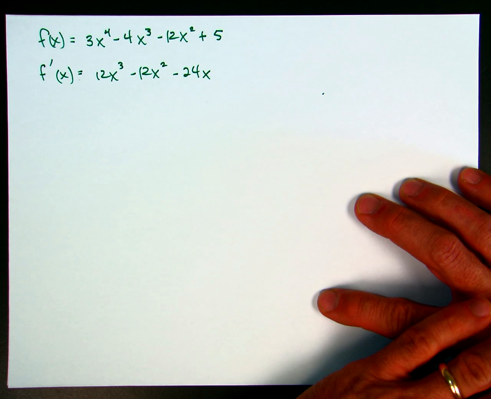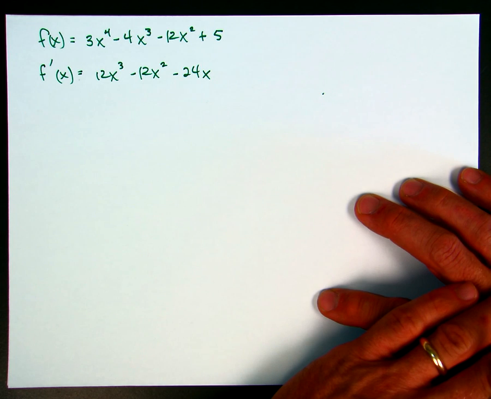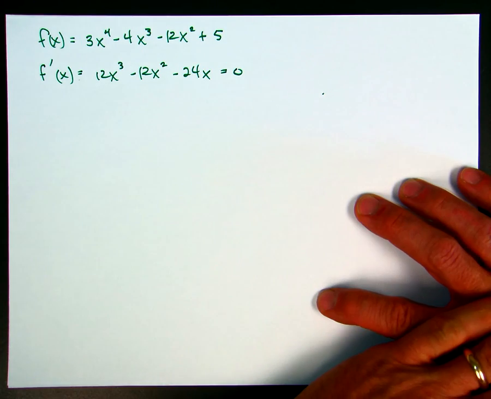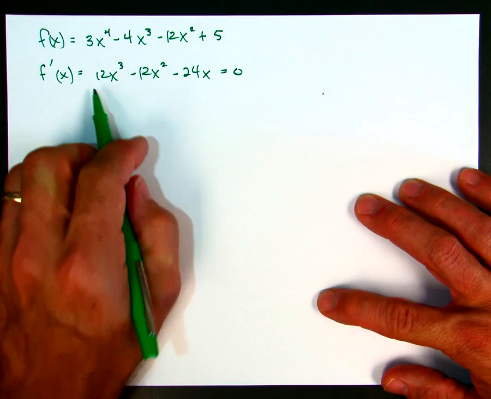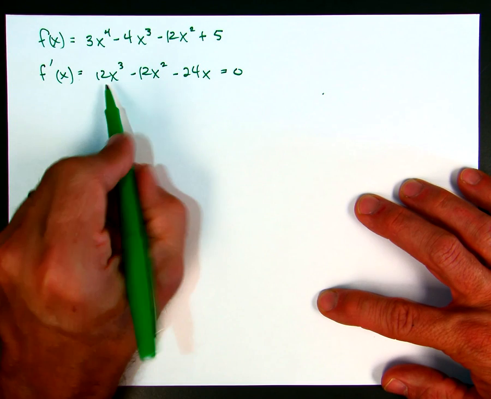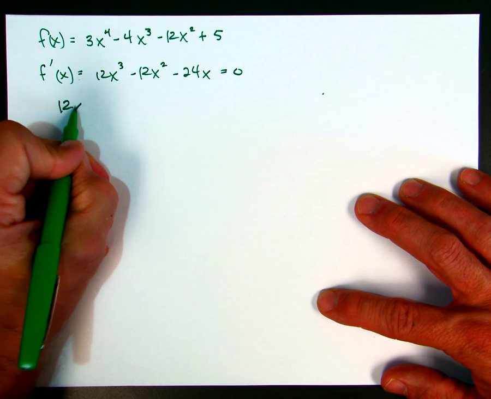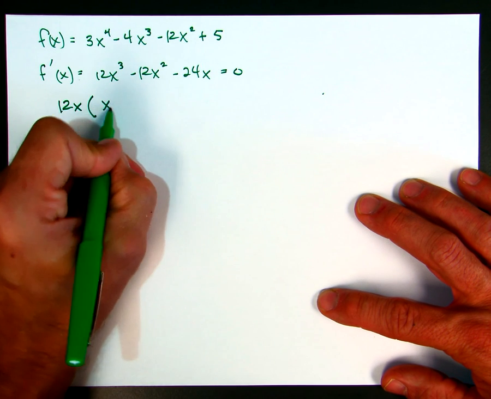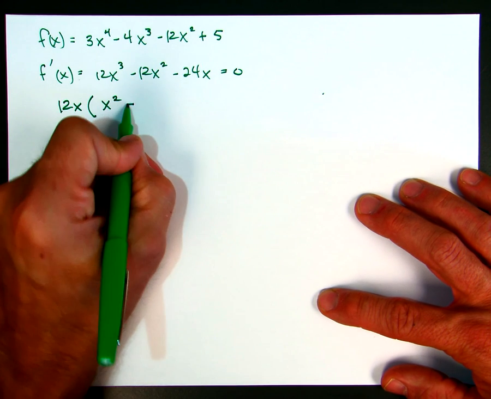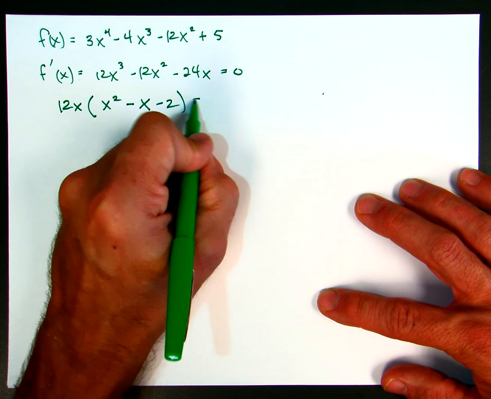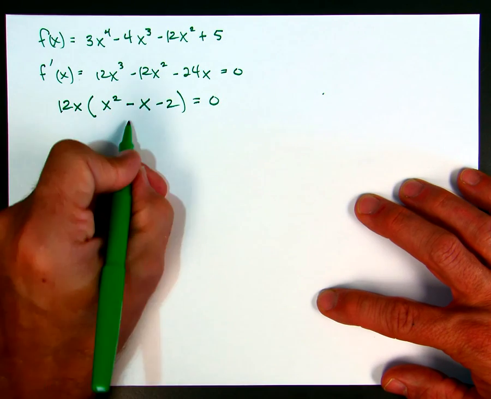So we won't have any of those types of critical points for this function. So let's set it equal to 0 and see what values of x would make this function equal to 0. You notice I have a common factor of 12x in each of these, so let's factor out a 12x, and that's going to leave me with x squared minus x, and then minus 2. All right, so let's try to factor that.